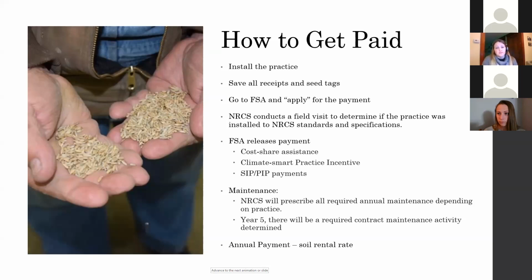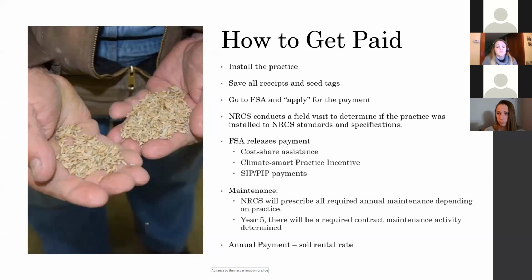We'll go out to the field. We'll look at your seed tags. We're going to determine germination rate, the seeding rate that you put on, whether there was weed seed percentage in the seed mix, what the pure live seed was. We're going to make sure that the practice that you installed meets our standards and specifications. And then we're going to tell FSA, yes, it did, and they're going to release the payment to you. FSA handles all the money, NRCS handles all of the technical. So once certified, they will send you a check. And then after that, it is just maintenance.